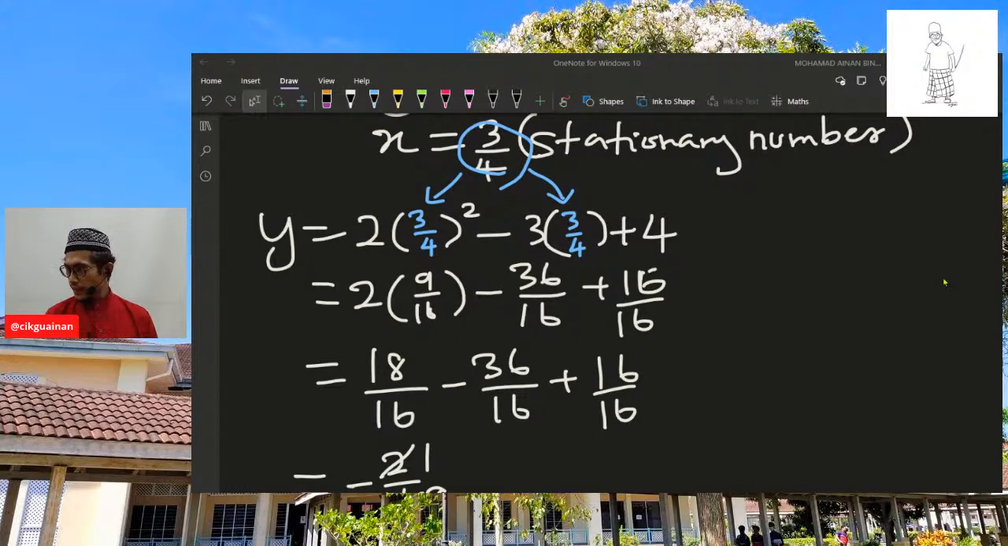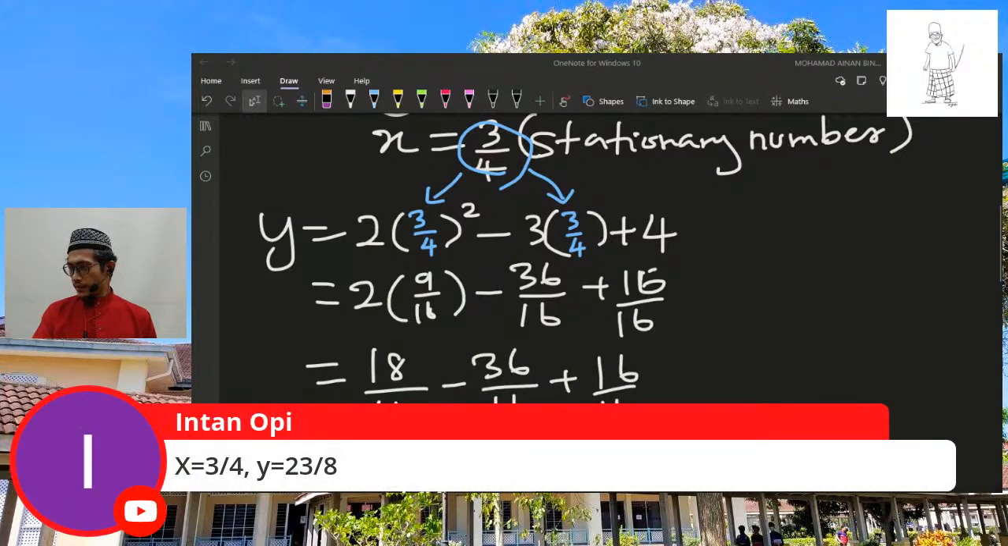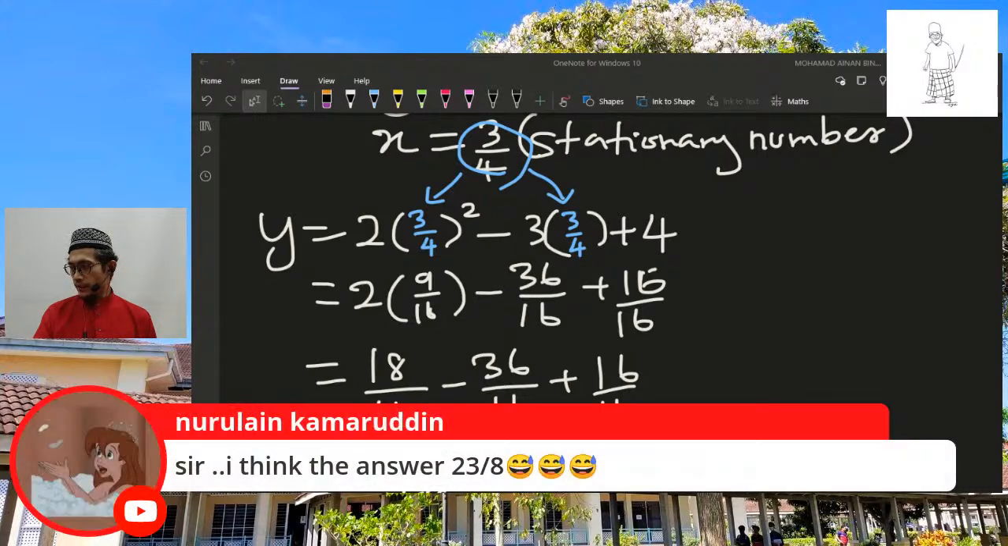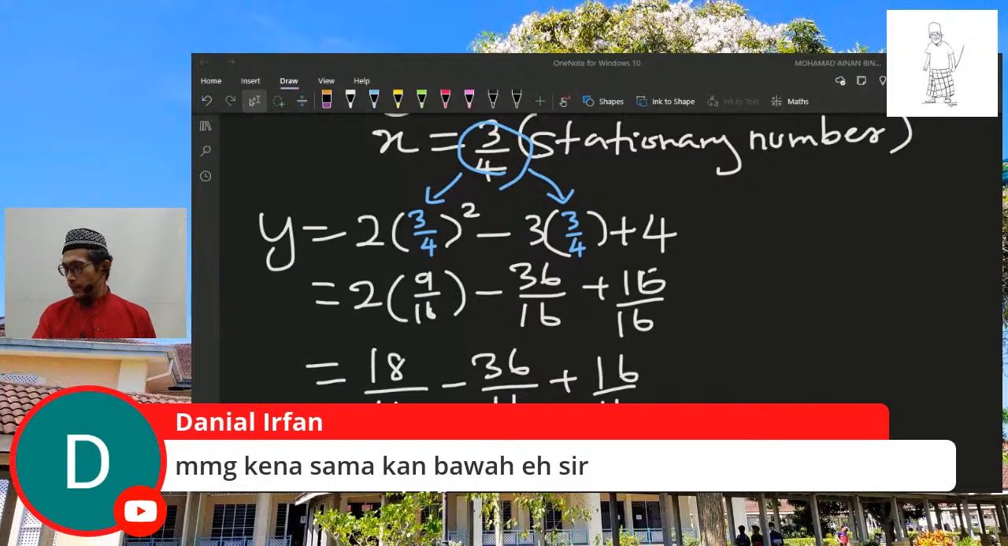So, I think the answer is 23 over 8. Intan got 23 over 8, Humaira also said the same thing, and Ain also joined the revolt against me. Many students are rebelling. Okay, Daniel, it's not that they must all match.